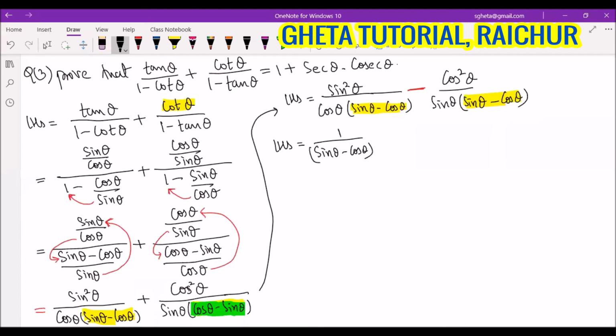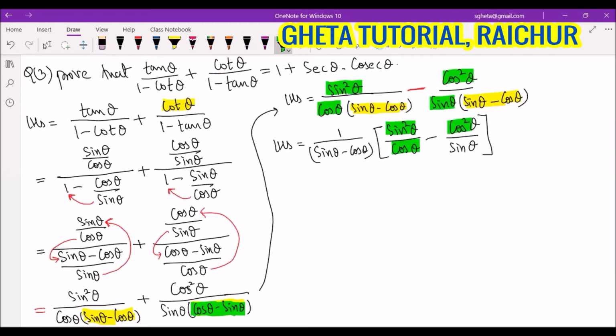Numerator is only 1, I will write. So what is remaining here? Sine square theta divided by cos theta is remaining, minus cos square theta divided by sine theta. What I have done here is take sine theta minus cos theta common. What is remaining? Here also we have sine square theta by cos theta. Next, here we have cos square theta divided by sine theta. So this is the remaining in the bracket.